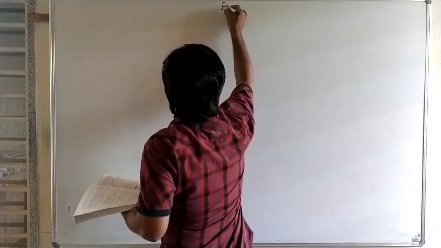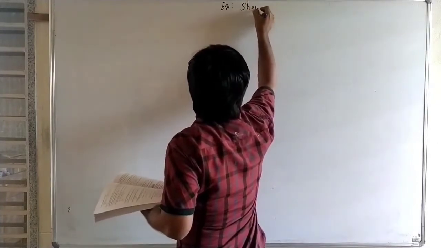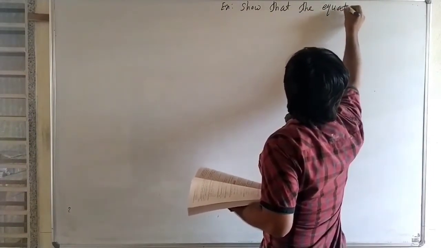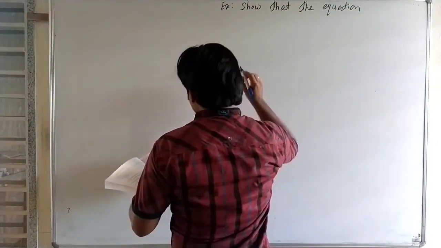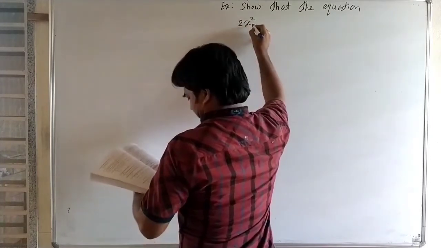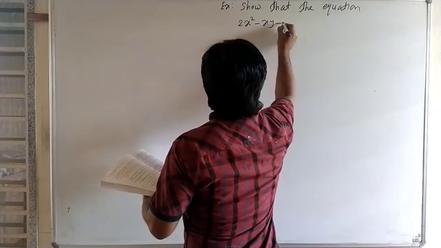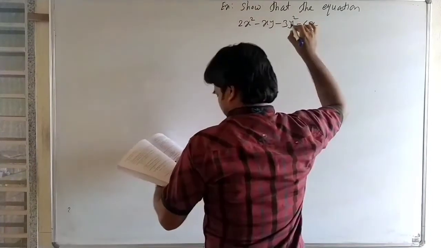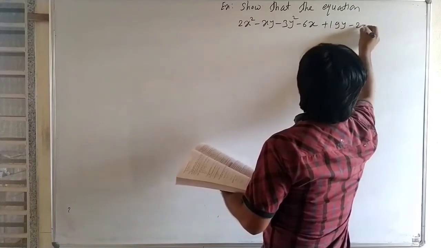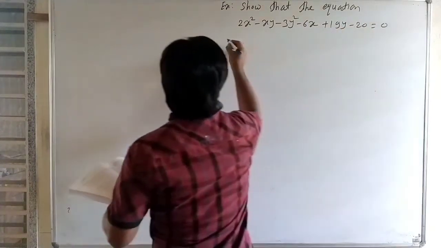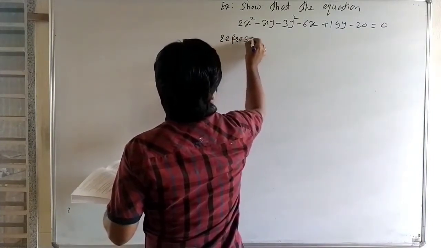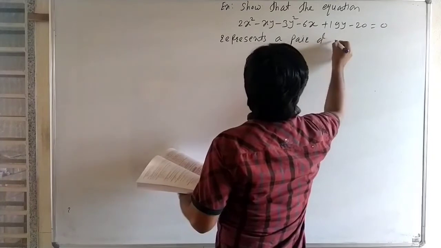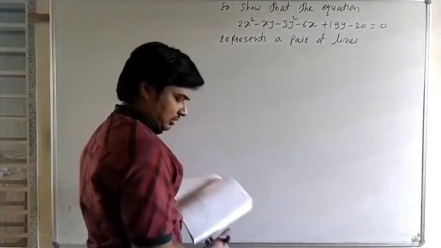Example. Show that the equation 2x square minus xy minus 3y square minus 6x plus 19y minus 20 is equal to 0 represents a pair of lines.